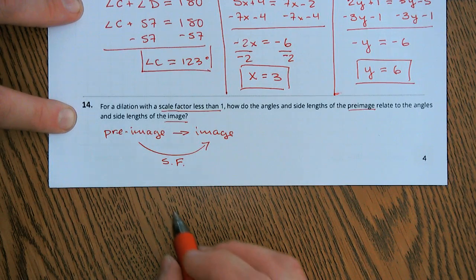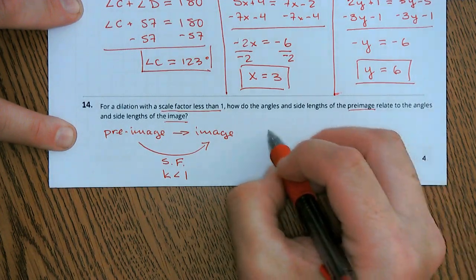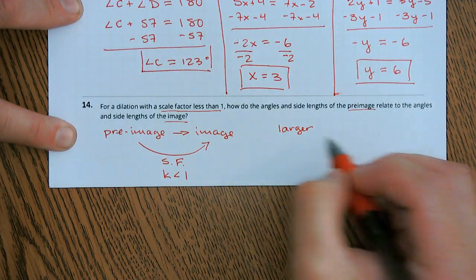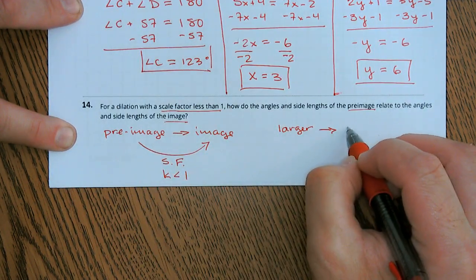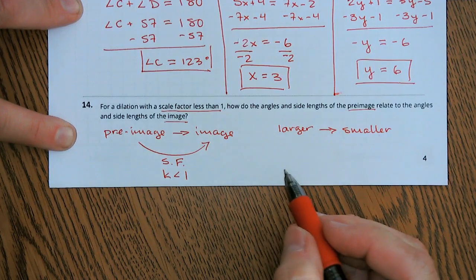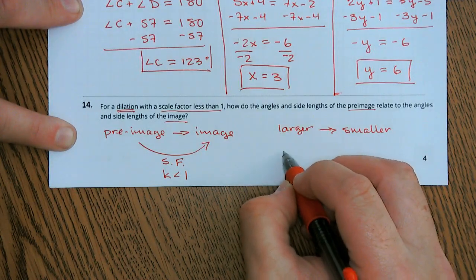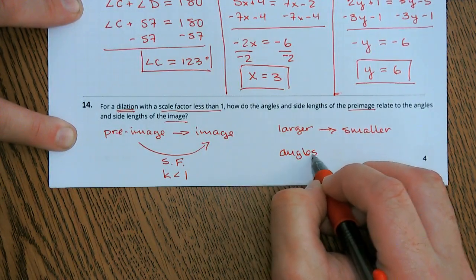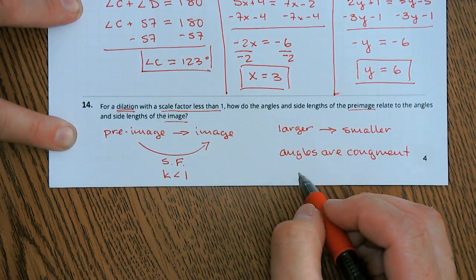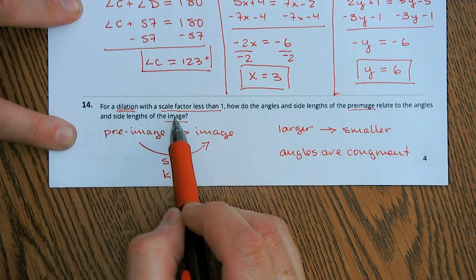Well, in this particular case, our scale factor is less than 1. So that means we end up going from a larger shape to a smaller shape. So what does this tell us? Well, we know that for dilations, angles stay the same. Angles are congruent. But it's asking how the pre-image relates to the side lengths of the image.